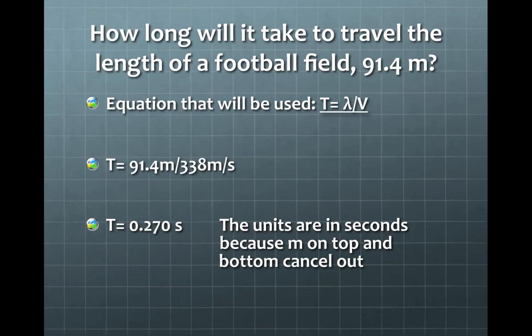So our equation will look like this: t equals 91.4 meters over 338 meters per second. The answer we get is t equals 0.270 seconds. The units are seconds because when we have meters on top and meters on bottom, they cancel out. So the only unit we have is seconds.